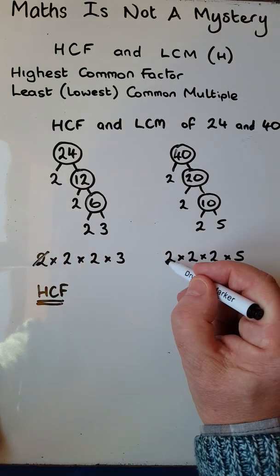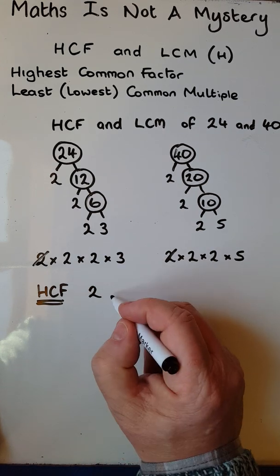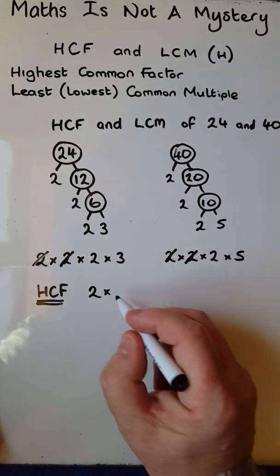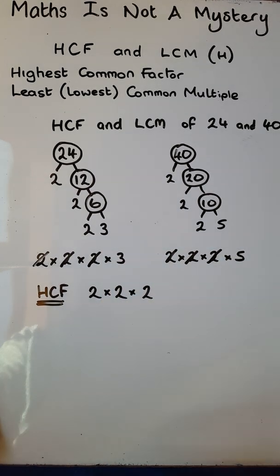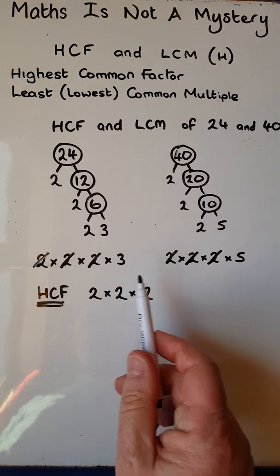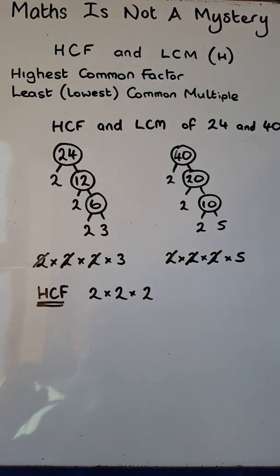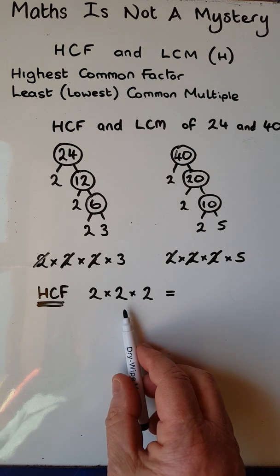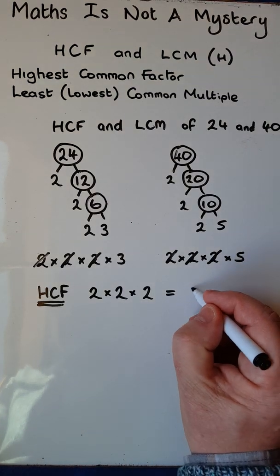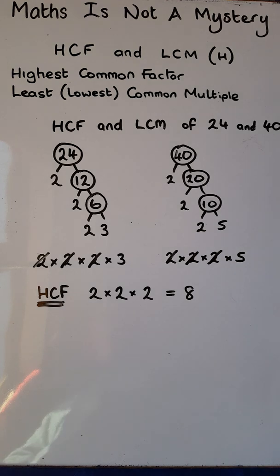So there's a 2, there's another 2, there's another 2, and that's it, because we've got a 3 and a 5. They're not exactly the same. So we've found all the matches on the list. Do the sum. 2 times 2 makes 4, times 2 makes 8. That's it. We found the highest common factor of 24 and 40. 8 is the biggest number that will divide into both 24 and 40.